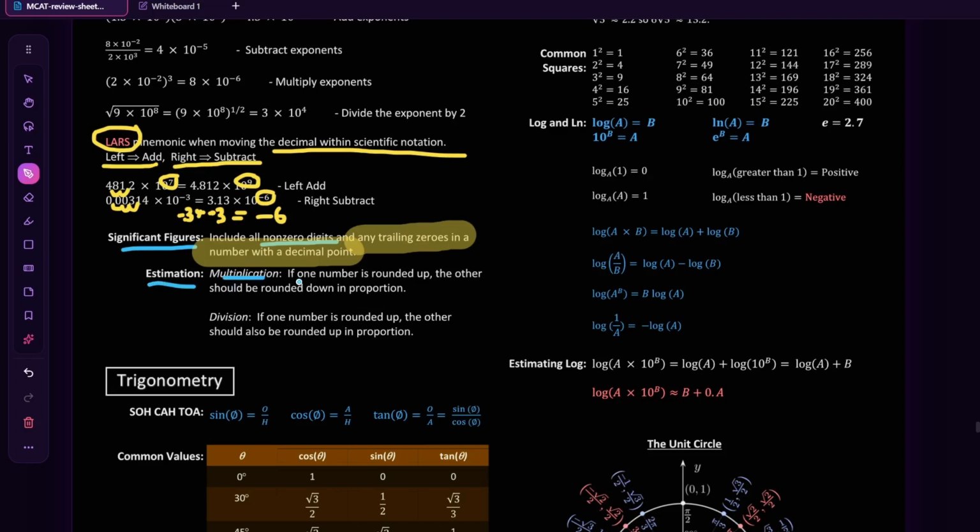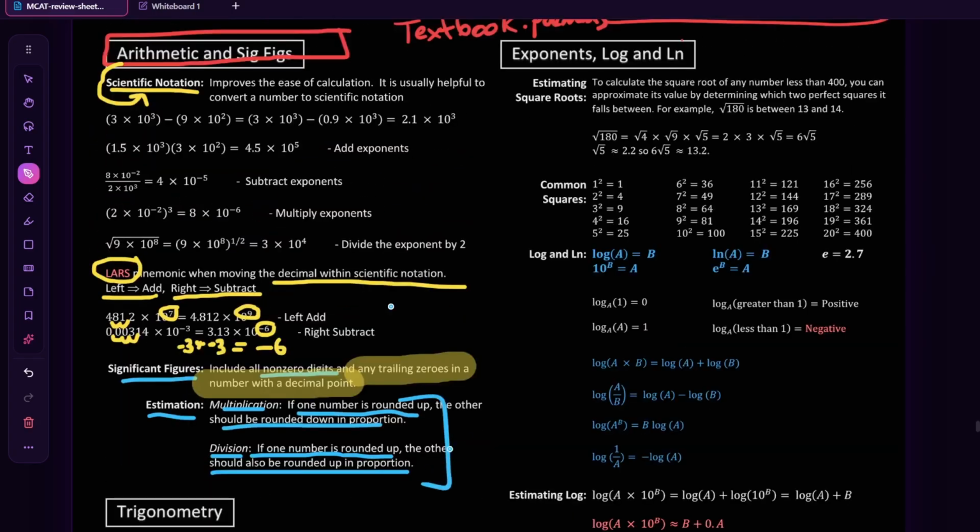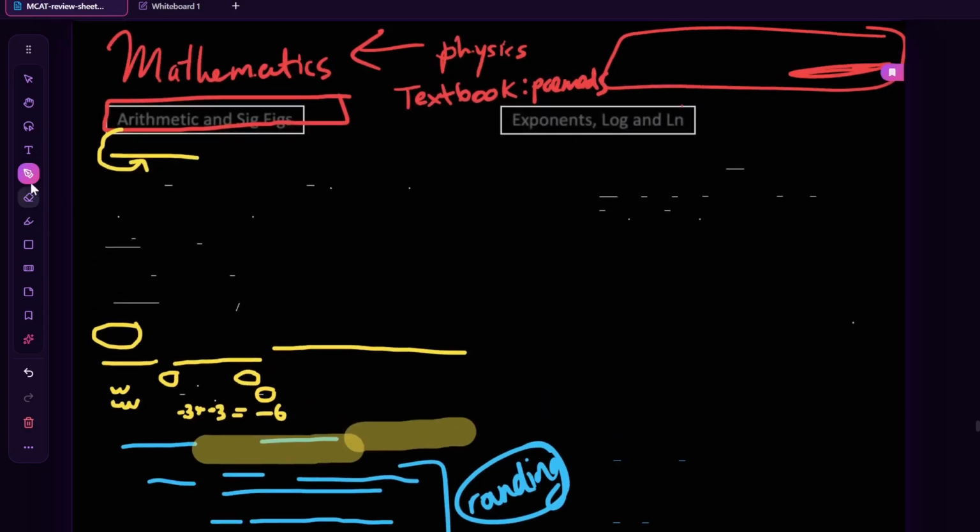Estimation. So multiplication, if one number is rounded up, the other should be rounded down in proportion. And division, if one number is rounded up, the other should be rounded up in proportion. So rounding, you should review your ability for rounding if you don't know how to round numbers to a number that's doable for you to calculate, because on the test you will not have calculators. Okay, so now we can learn off of the sheet here.